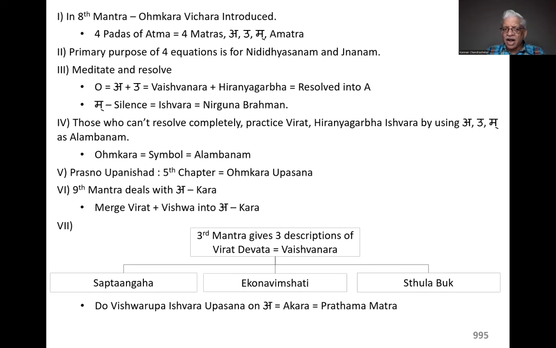So, Akara is a symbol. Omkara is an alambanam. It is a symbol used for God. It is a symbol used for reaching God somehow. Now, in the third mantra, we have said there is a Virat Devata. When we see the world, we should understand there is a Devata behind this gross world, which we call Virat. There is a Devata behind the dream world, which is called Hiranyagarbha. There is a Devata behind the sleep state, totally, which controls the sleep state. Devata is a controller.